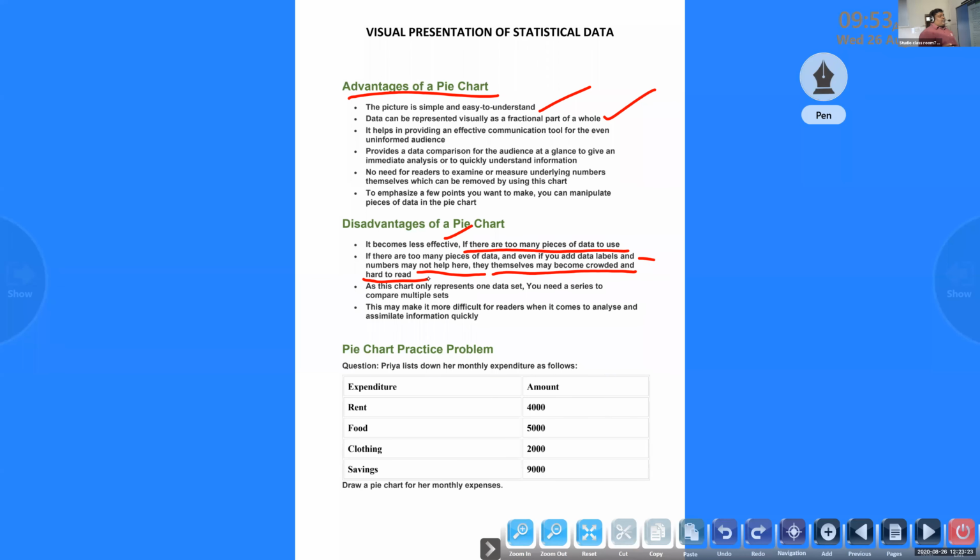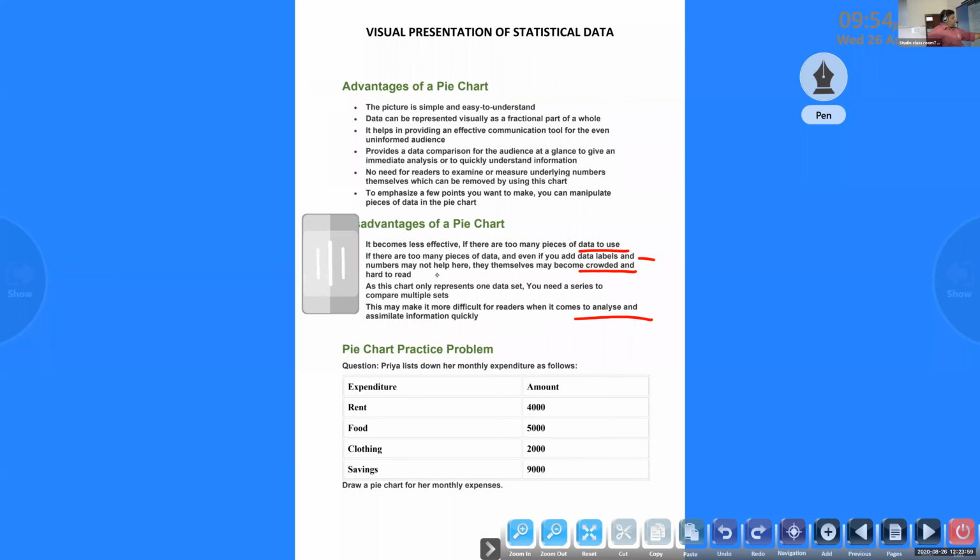If you want to present one set of data, we use one pie chart. If you want to present a number of different sets of data, we use that many pie charts. This may make it more difficult for readers to analyze and assimilate information quickly. With so much data and so many pie diagrams, it will become unable to understand easily. That's a drawback or disadvantage of a pie chart.